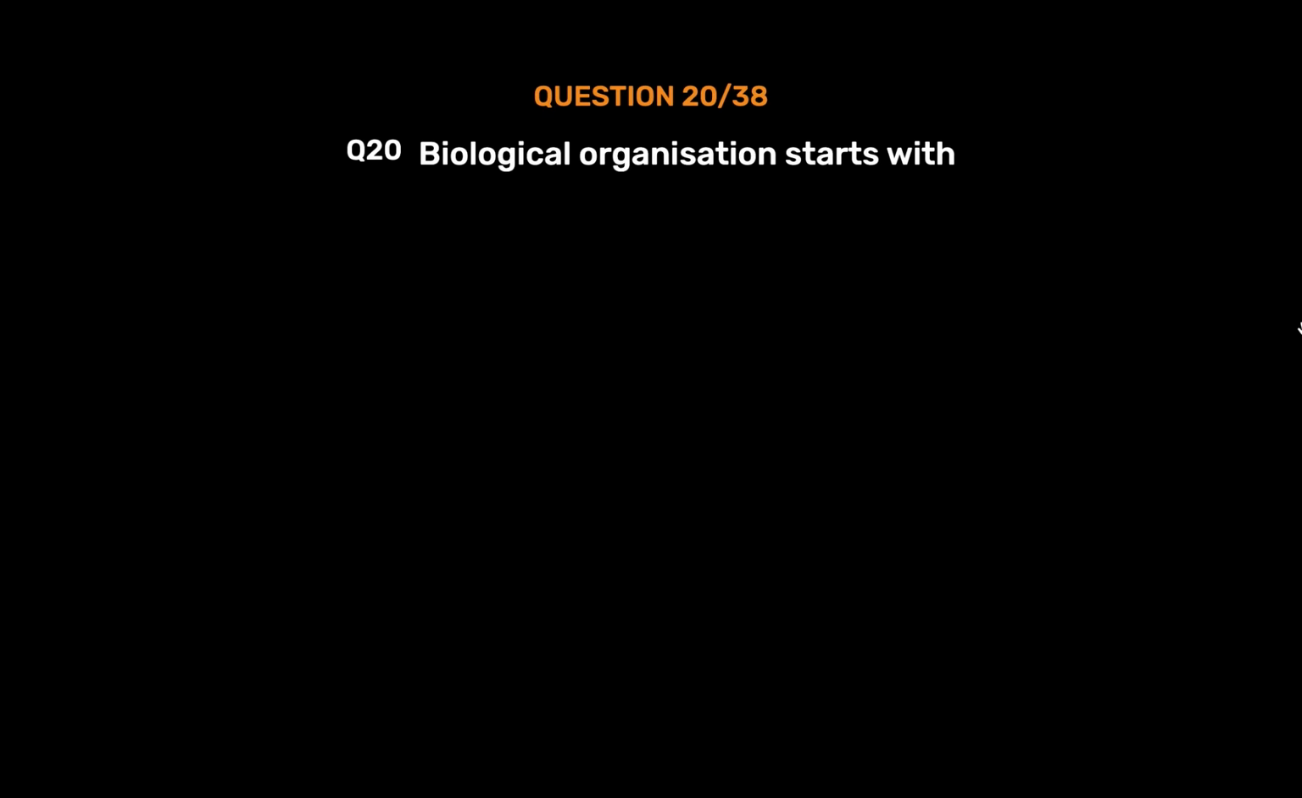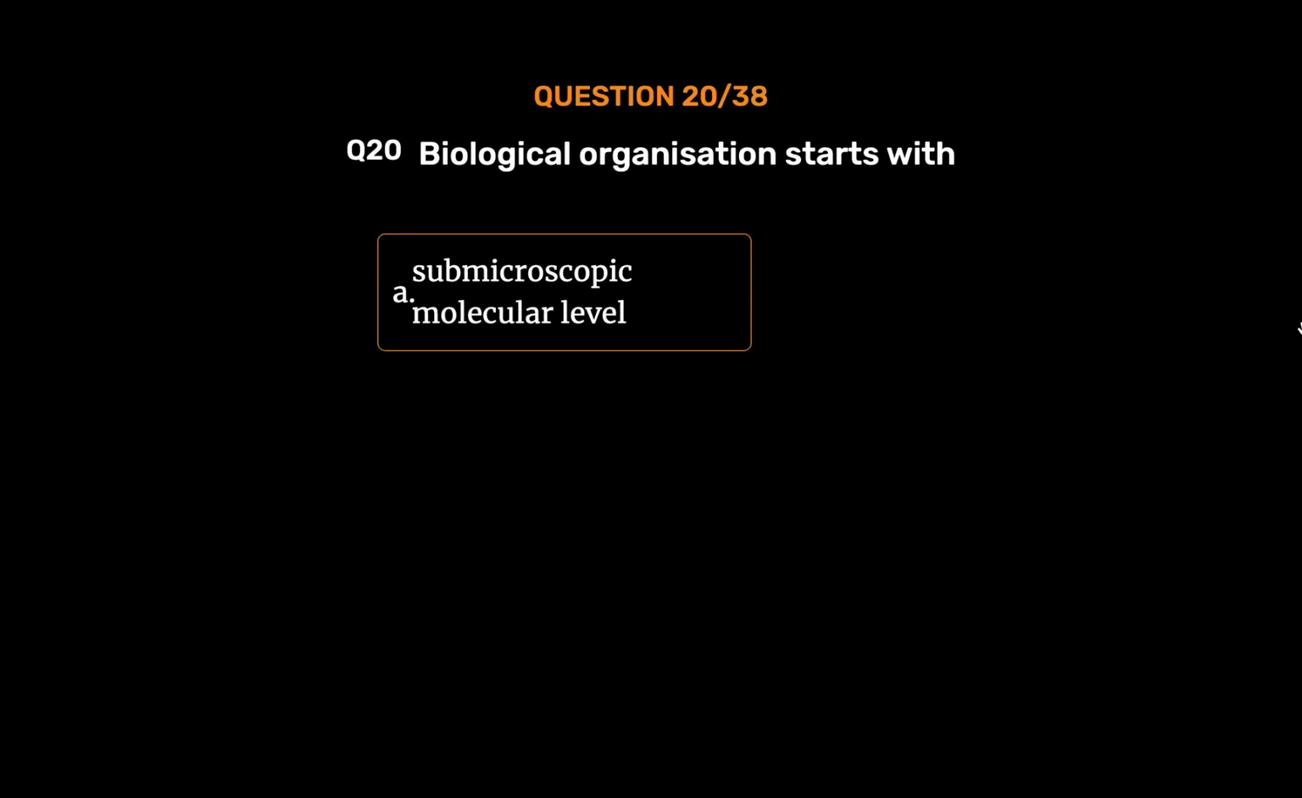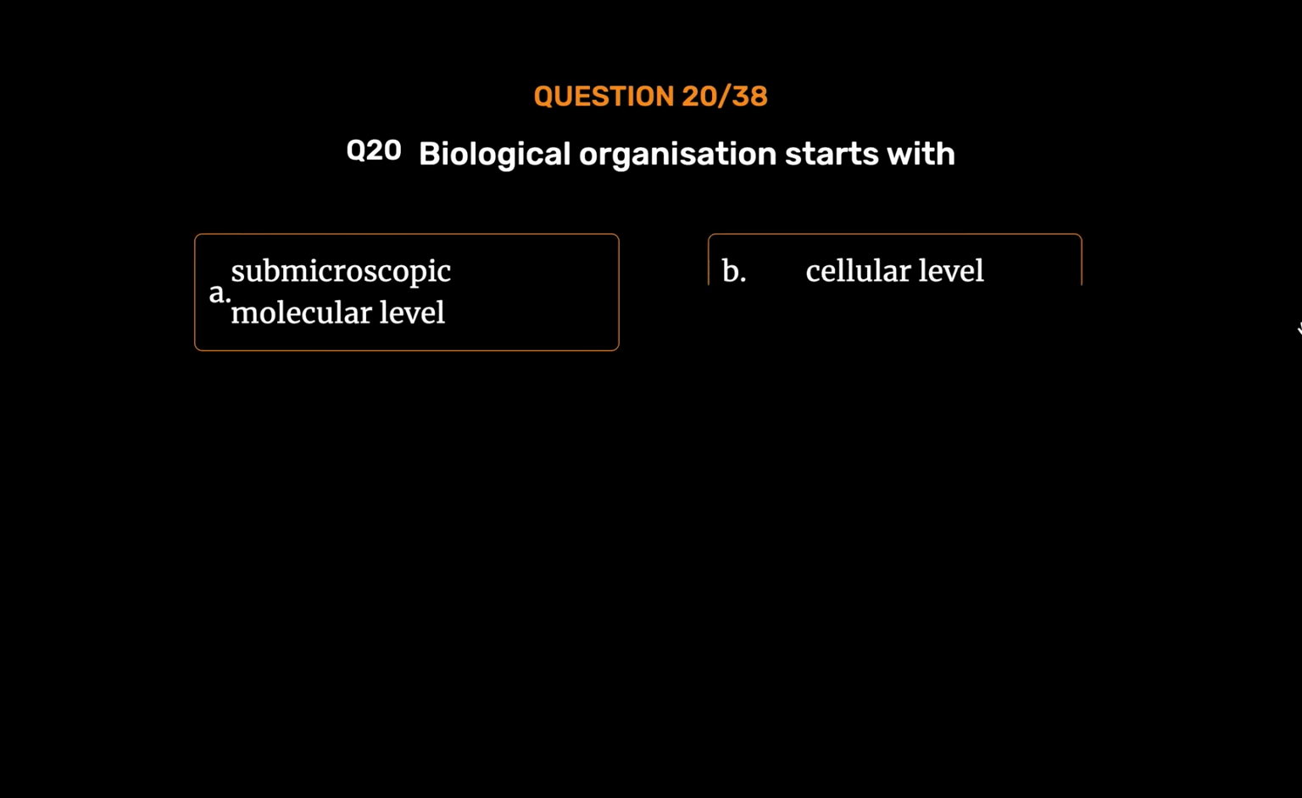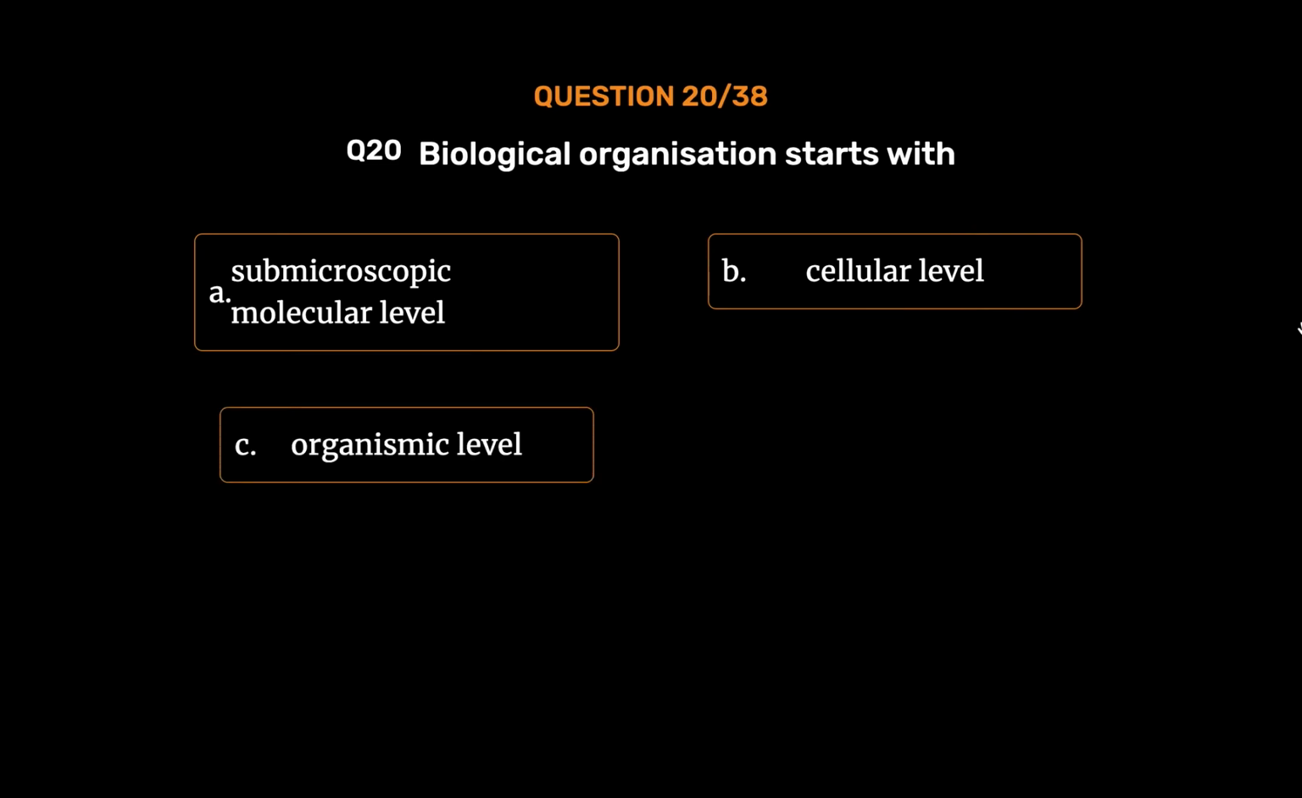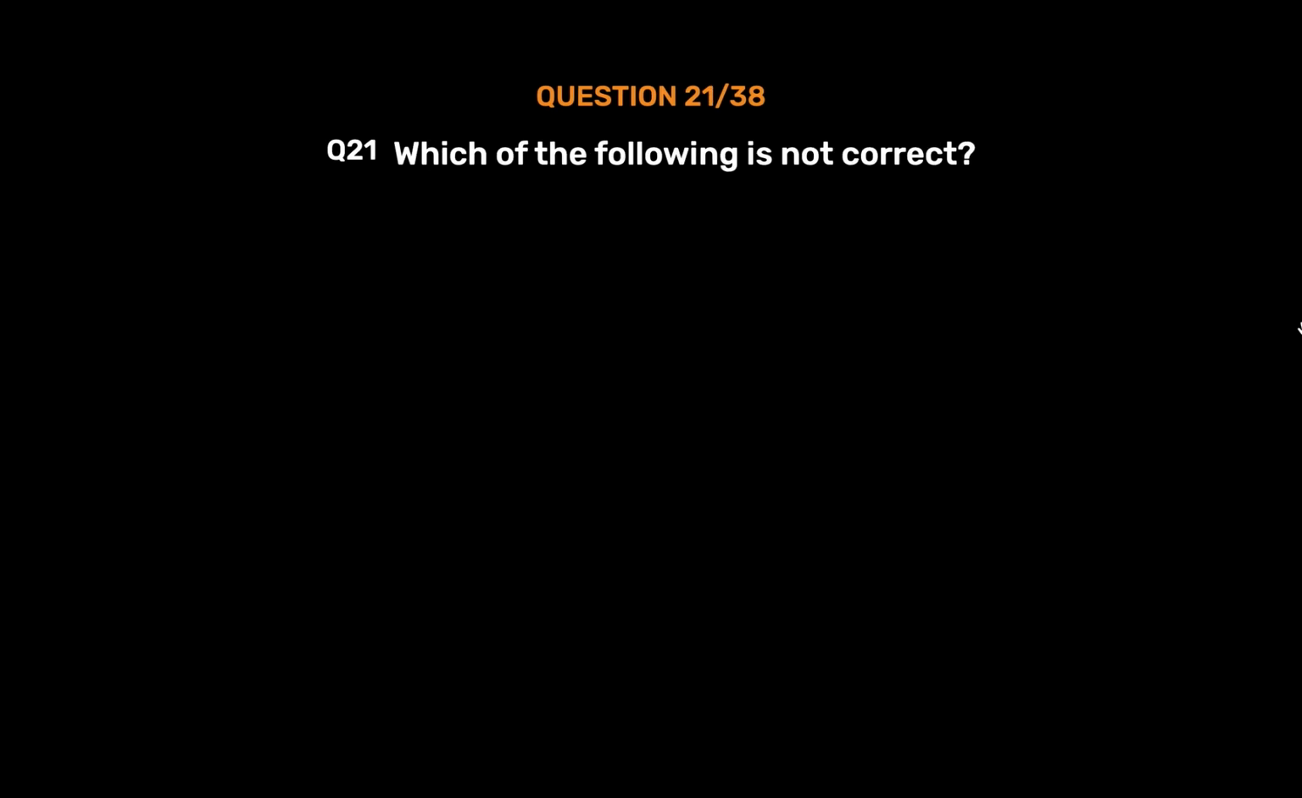Question number 20. Biological organization starts with Option A. Submicroscopic molecular level. Option B. Cellular level. Option C. Organismic level. Option D. Atomic level. The correct answer is Option A. Submicroscopic molecular level.